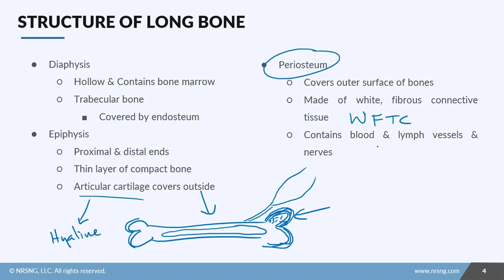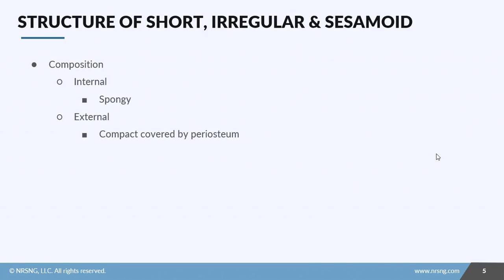The periosteum contains blood and lymph vessels, and it also contains nerves. The other thing the periosteum does is it actually has osteoblasts, which are really helpful for growth and repair along these collagen fibers.